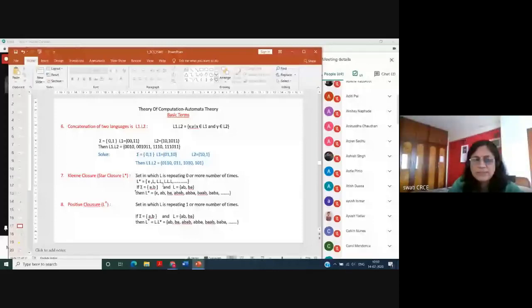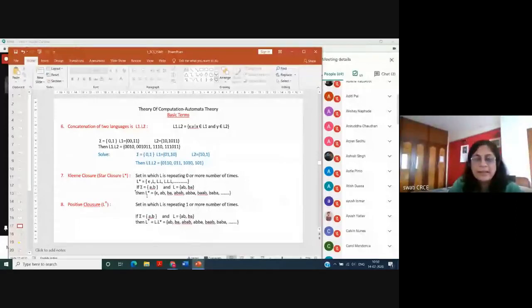One example is here. Suppose sigma is equal to a, b and L is equal to ab, ba. Then your L star will contain epsilon, because it can be repeated for 0 times. If L is repeated for 0 times, there is nothing, so the first element is epsilon. Then suppose L is repeated for 1 time, it will have AB and BA. If L is repeated for 2 times, then you may have ABAB or ABBA or BAAB or BABA, so a combination of all these strings. Like this, you can go on having infinite number of elements in L star.